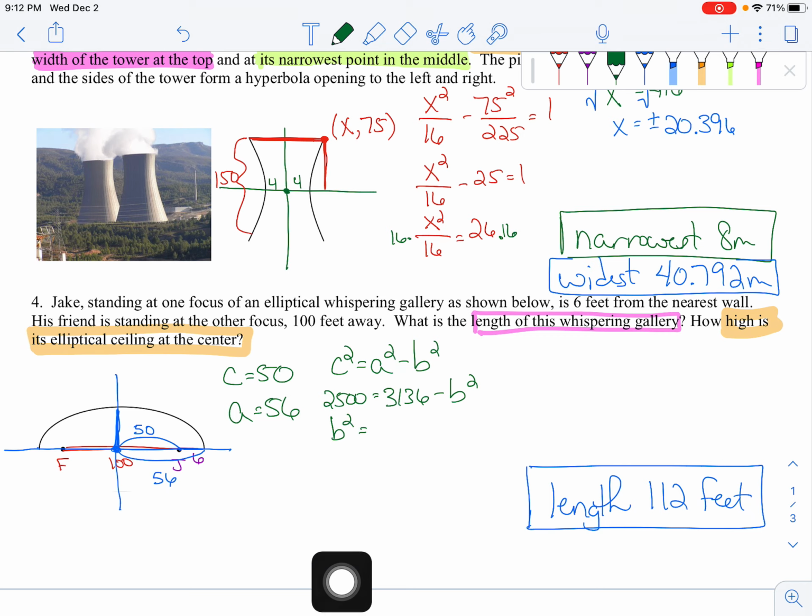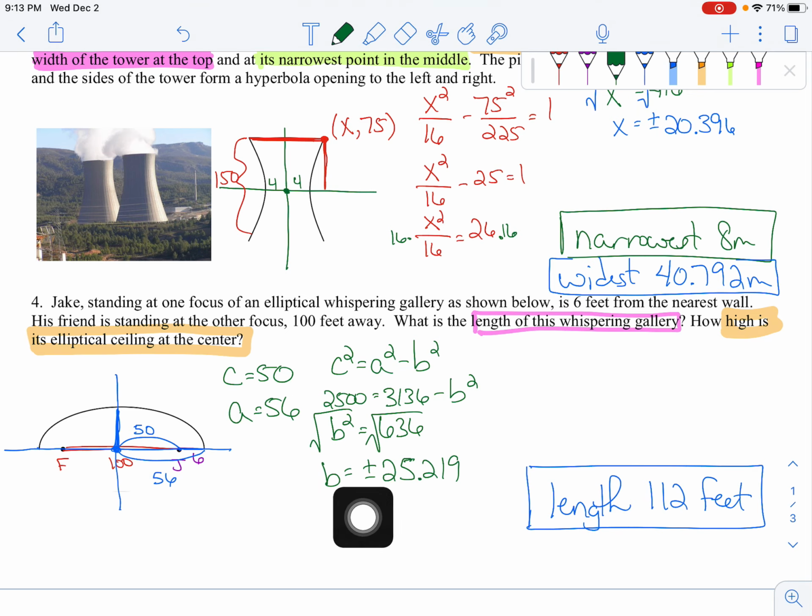I do a double flip here. I flip B squared over to the positive side, so B squared is equal to, and then I subtract 2,500. It does not matter which order you do this in. Just make sure you get the answer eventually. Let's see, 3136 minus 2,500 is 636. I'm going to take the square root of both sides. So B is equal to plus or minus 25.219. The minus part doesn't make any sense when we talk about distances.